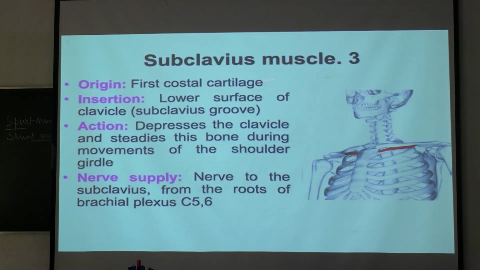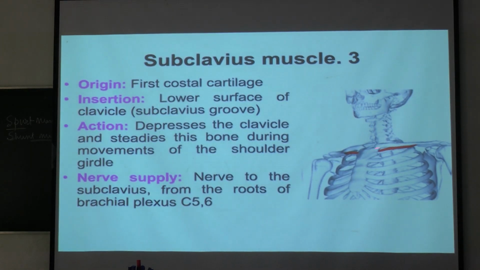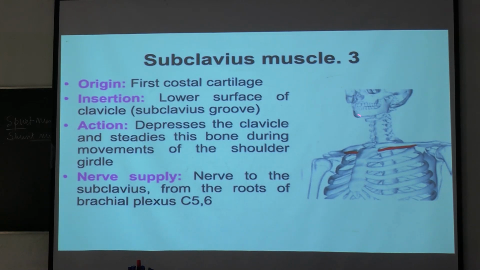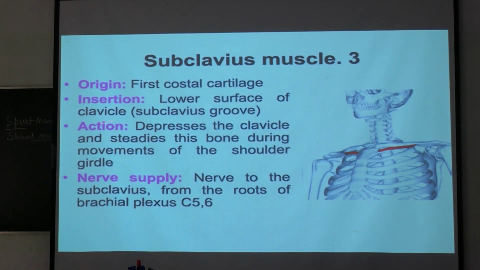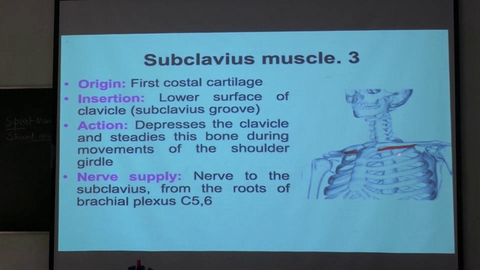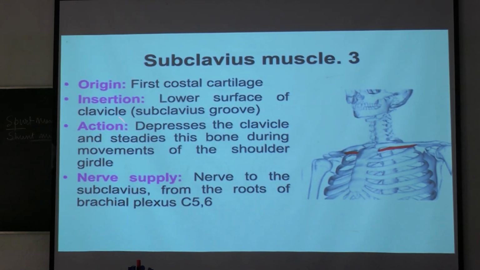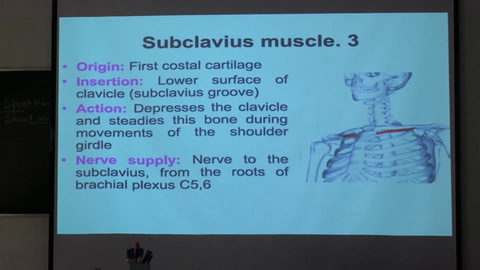Next we go to the subclavius muscle. This red colored one is the position of the subclavius muscle. Origin is from the first costal cartilage. Insertion is into the lower surface of the clavicle in the subclavius groove. Here is the insertion of subclavius. Action: it depresses the clavicle and steadies the bone during the movement of the shoulder girdle.